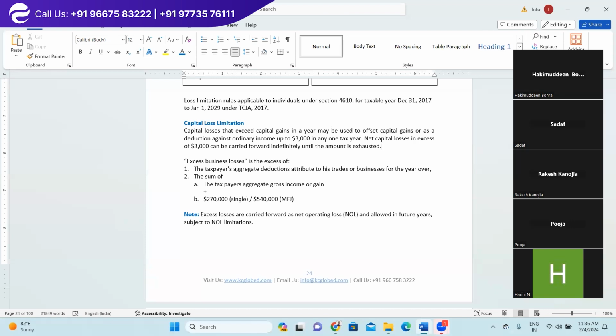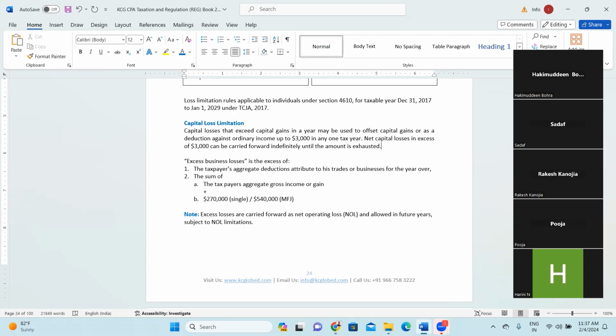The next small topic is excess business loss. Excess business loss is the excess of the taxpayer's aggregated deductions attributable to his trade or business over the sum of the taxpayer's adjusted gross income plus $270,000 for single and $540,000 for married filing jointly. Excess loss is carried forward as net operating loss and allowed for future years, subject to net operating loss limitation. It is currently infinite, so net operating loss can be carried forward infinitely.